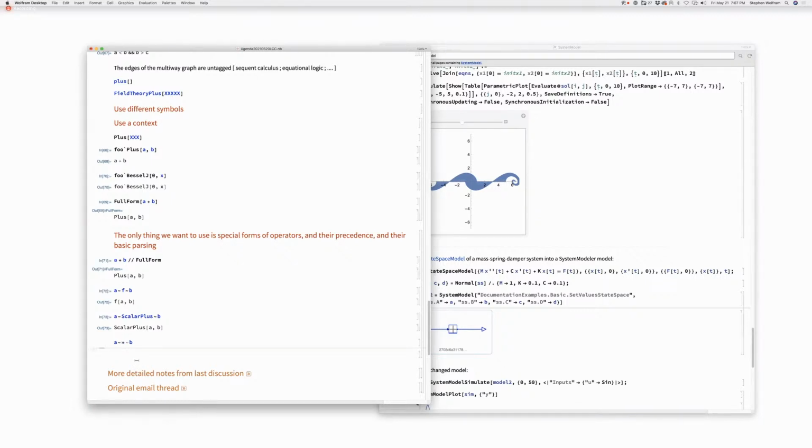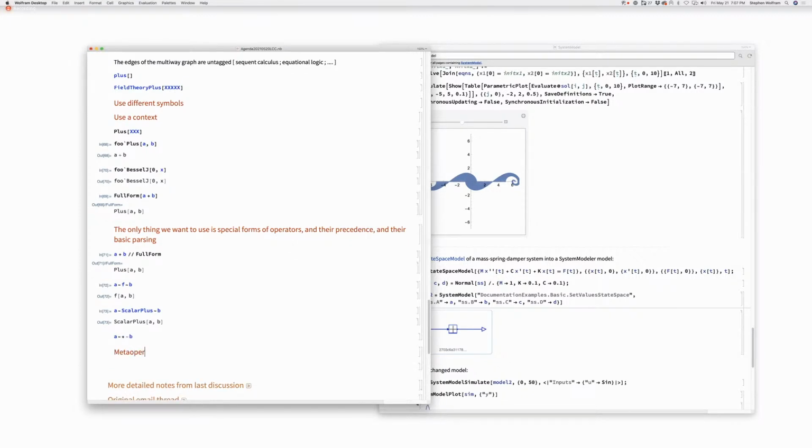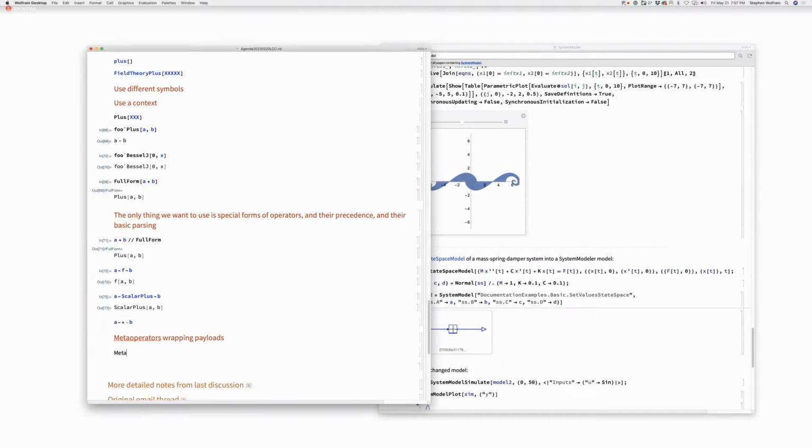Right. So this is the idea: the meta operators wrapping payloads. We'd have this sort of meta operator, which is the prefix meta operator, the postfix, and so on.